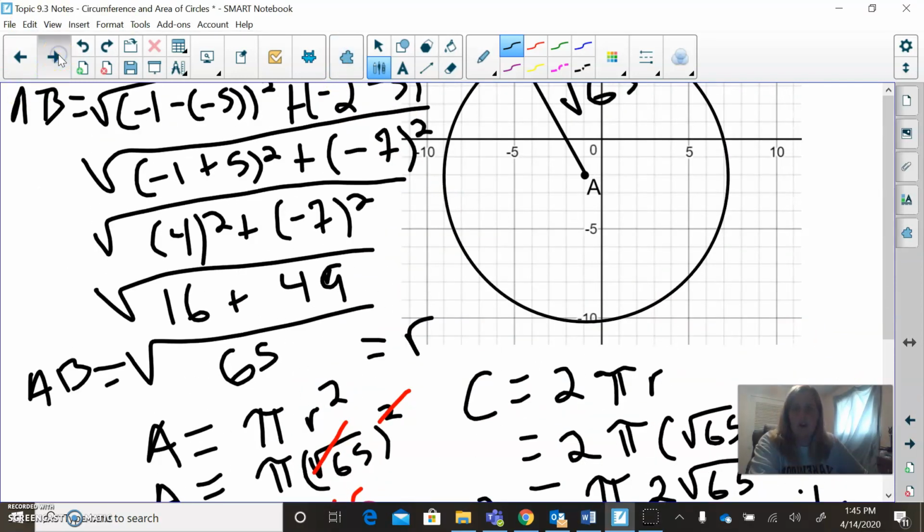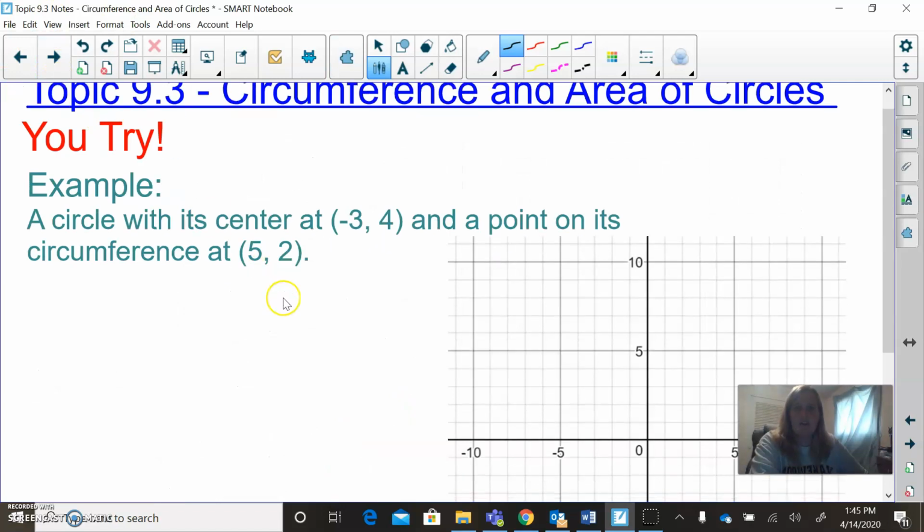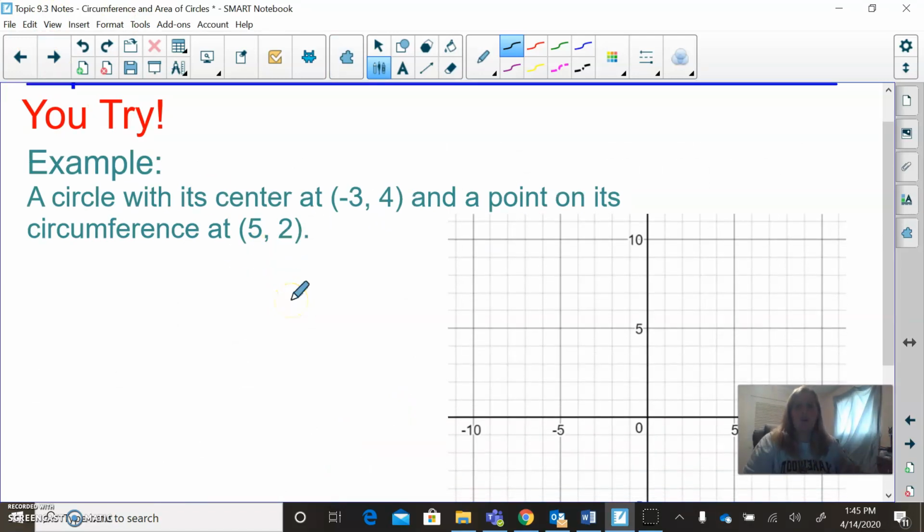So let's move on to our next question. This is the try it problem. I want you guys to follow what I did in the last example. You need to use the distance formula. After you use the distance formula, you'll find the radius, and once you find the radius, then you can go ahead and find the area and the circumference.